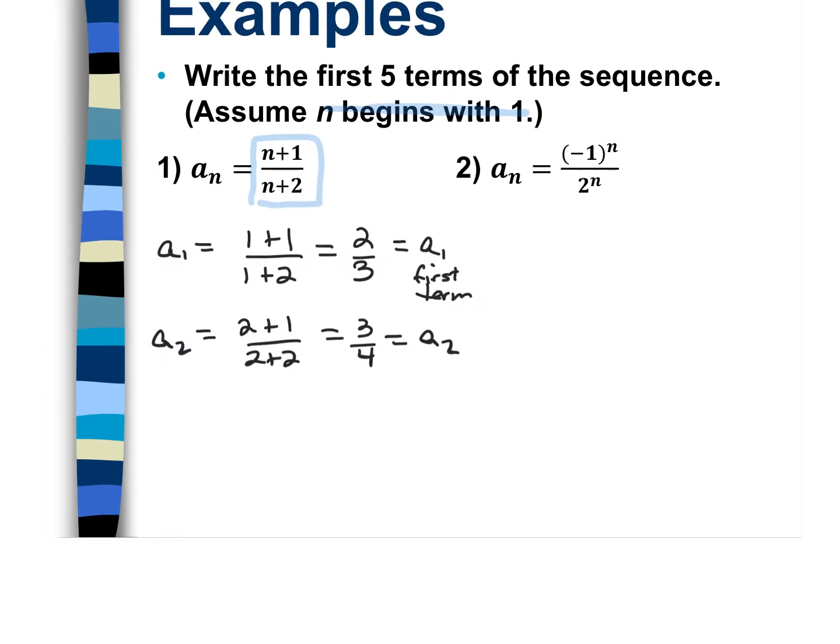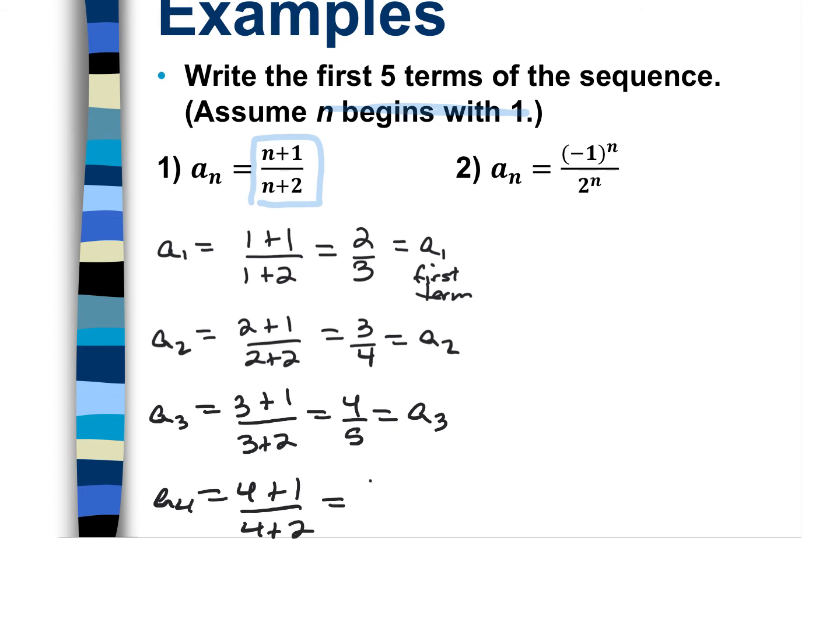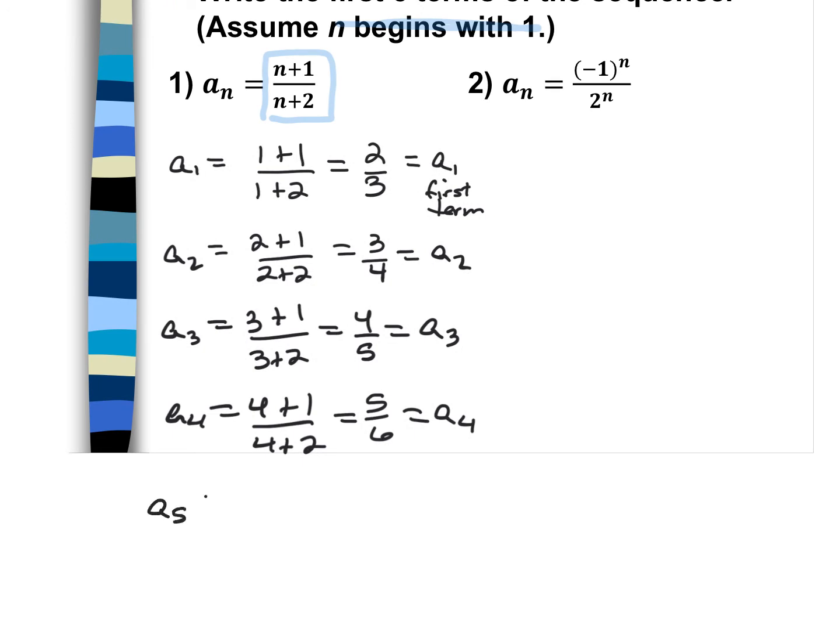Then we're going to keep repeating it till we get to the 5. So a sub 3. And whatever the rule is that they give you, you're just going to plug in 1, 2, 3, 4, and 5, and follow order of operations. So 3 plus 1, and then 3 plus 2, 4 over 5. It's the third term. Fourth term, put in a 4 for the n, 5 over 6. And then lastly, the fifth term, 5 plus 1, 5 plus 2, 6 over 7.